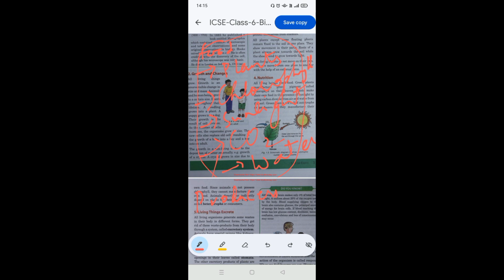Whereas in case of animals, animals do not possess chlorophyll, so they cannot make their own food. They directly or indirectly depend on plants for their food. Hence, they are called consumers or heterotrophs. Right.